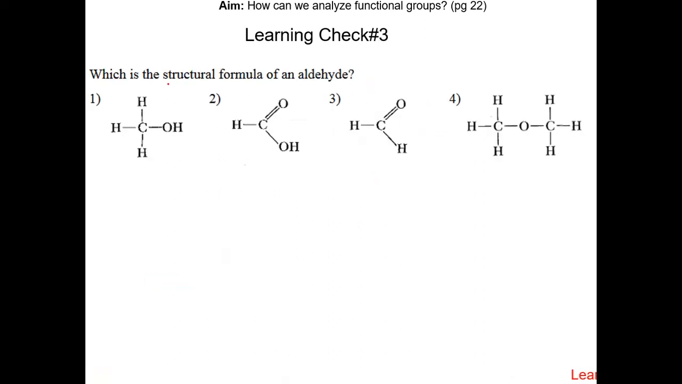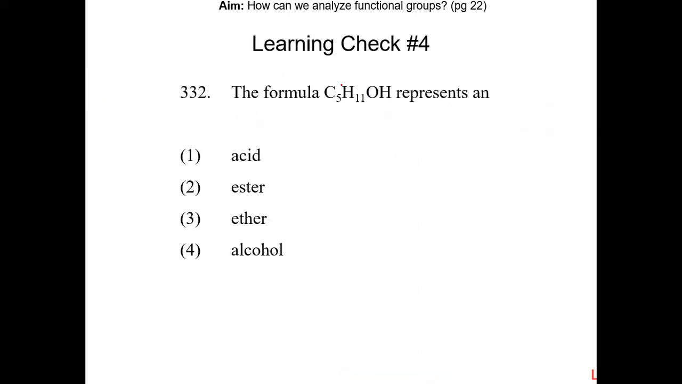Learning check number 3. Which structural formula represents an aldehyde? Pause the video, resume as completed. So an aldehyde has a C"O" with a hydrogen bonded to the carbon. So the best answer is choice 3. Learning check number 4. The formula C5H11OH represents a what? Pause the video, resume as completed. Based off the condensed formula, the OH group represents an alcohol, so the answer is choice 4.